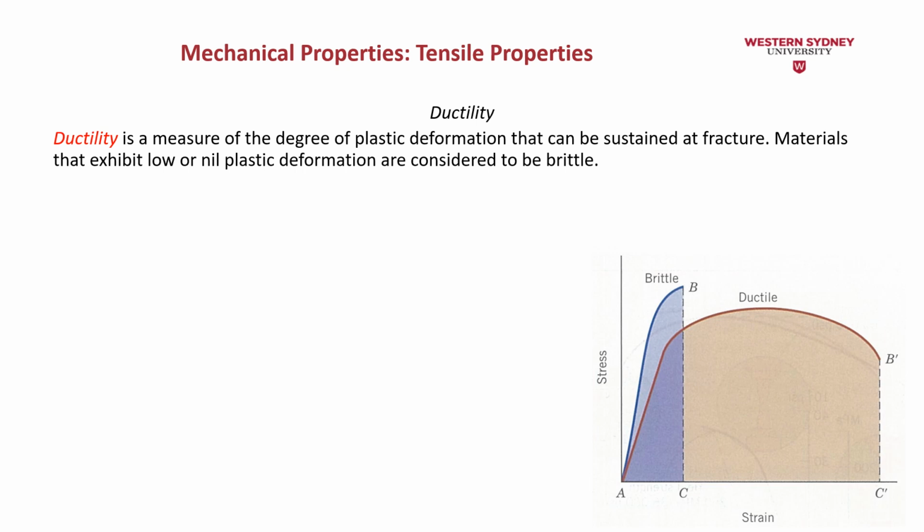Now, another property is ductility. Ductility is a measure of the degree of plastic deformation that can be sustained at fracture. A material that exhibits low or nil plastic deformation is considered to be brittle. A good ductile material is one that can have plastic deformation to a greater degree than a less ductile material, while a brittle one cannot take much deformation and is going to fracture.